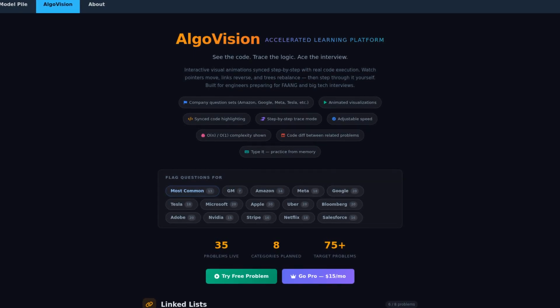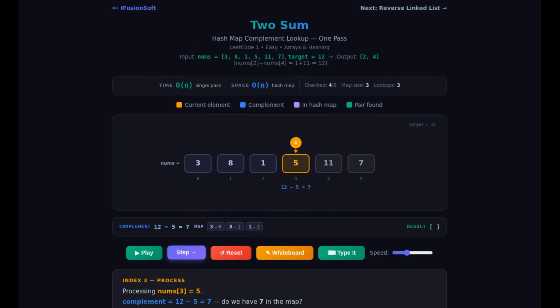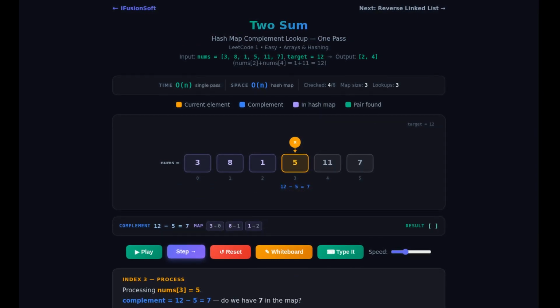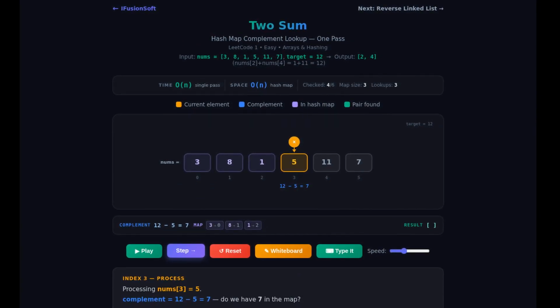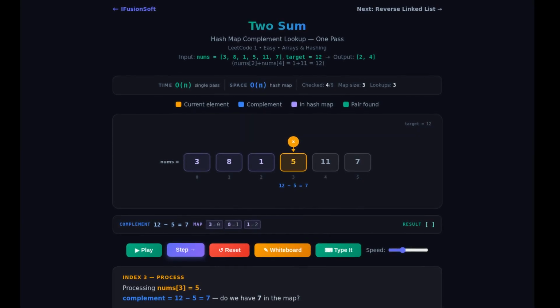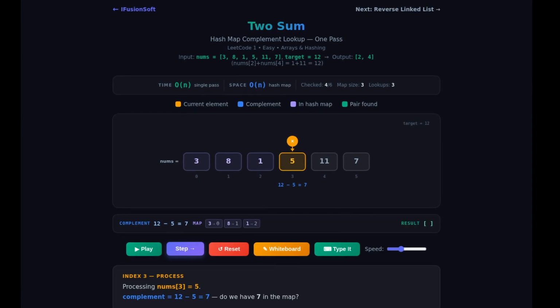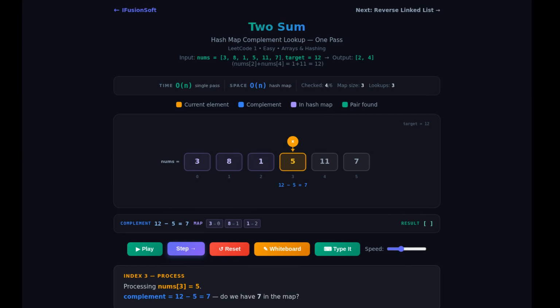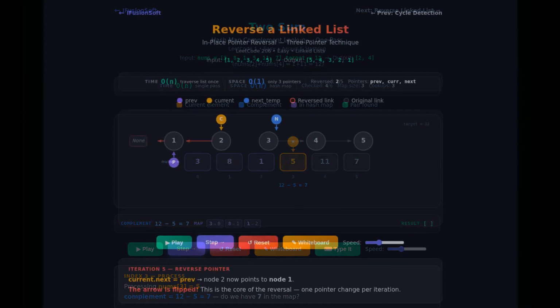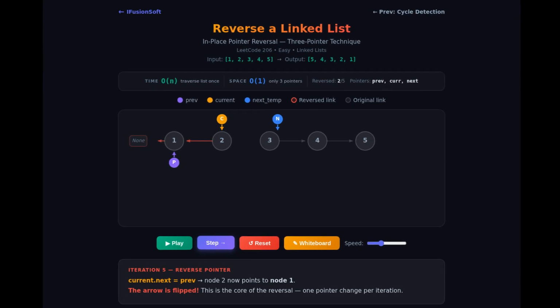AlgoVision fixes that. AlgoVision is an interactive algorithm animation platform where every step of the code is synced with a visual animation. You don't just read that Two Sum uses a hash map. You watch the hash map build entry by entry, see the complement calculation happen in real time, and watch the O(1) lookup find the matching pair.